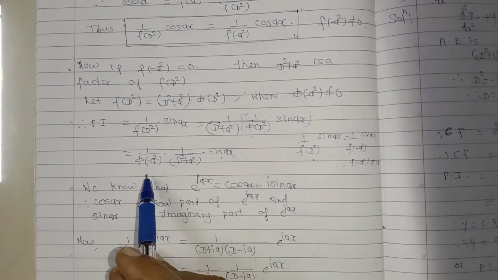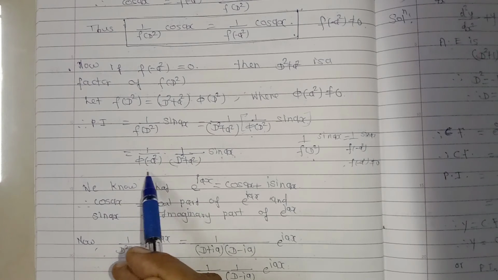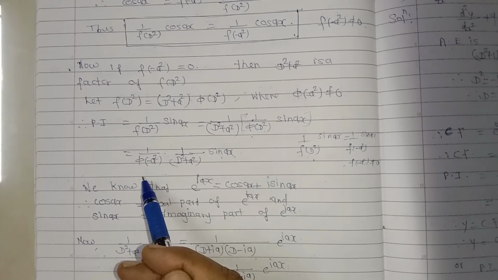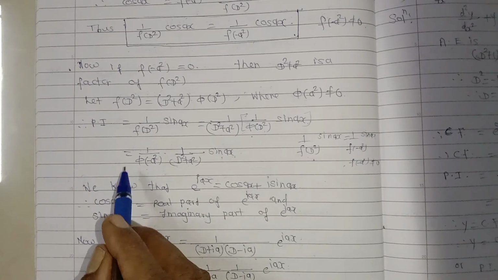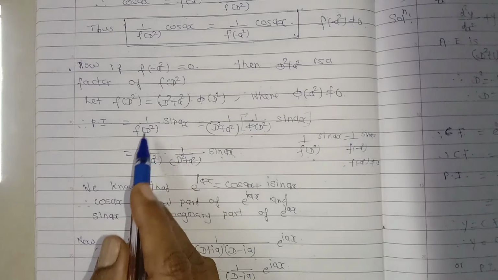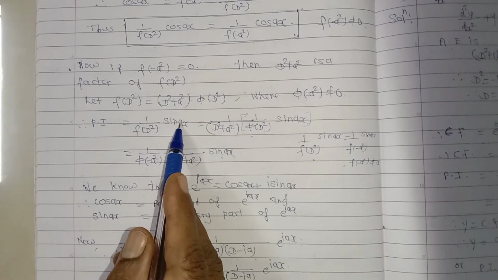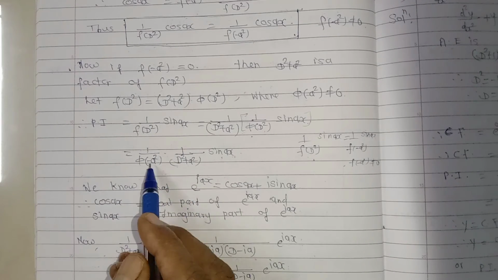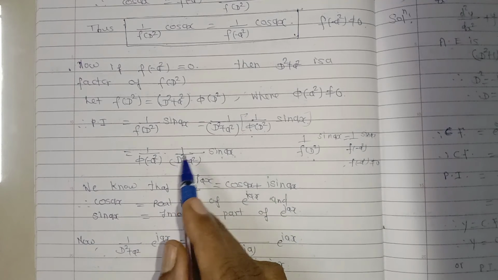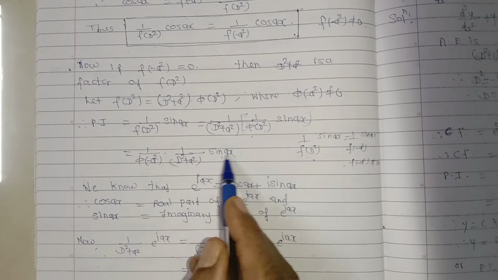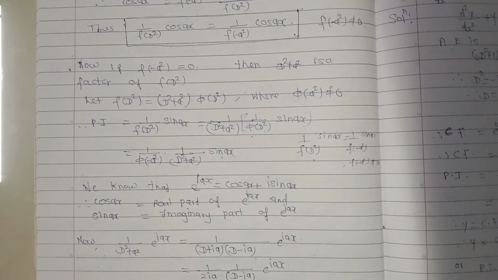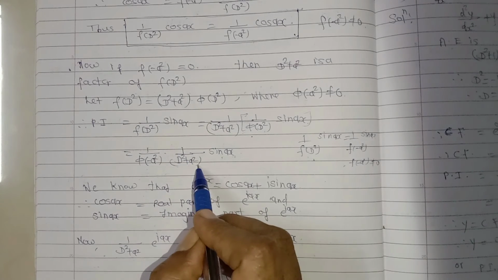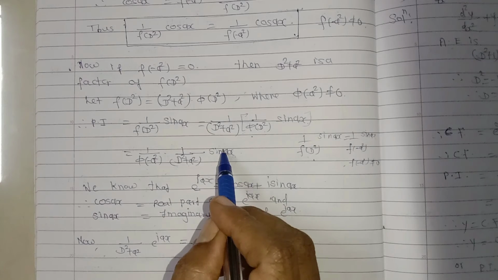But 1 upon phi of minus a square is a constant, so it is taken first. It is a constant term not equal to 0. So we get the particular integral 1 upon f of D square operated on sin of ax equals 1 upon phi of minus a square into 1 upon D square plus a square sin of ax. Now we have to find this result 1 upon D square plus a square operated on sin of ax.